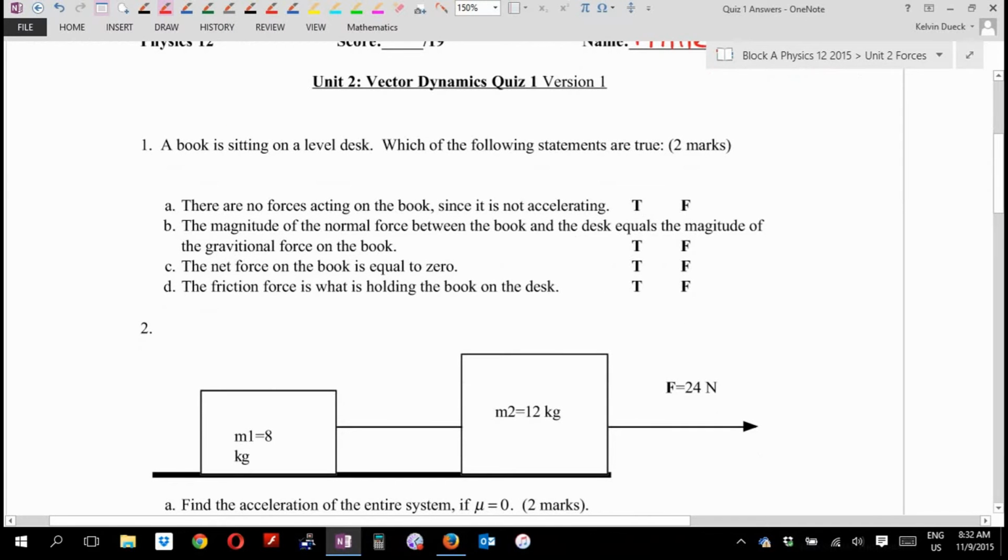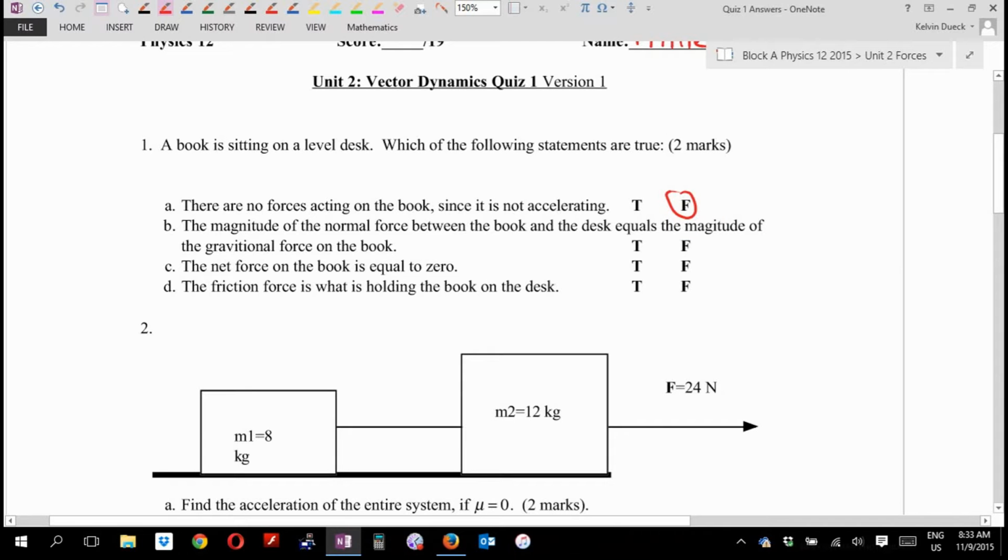A book is sitting on a level desk. Gotcha. I'm visualizing. In fact, I'm looking at my binder. If I was a student, that's a book sitting on a level desk. Which of the following statements are true? There are no forces acting on the book since it's not accelerating. True or false? False.